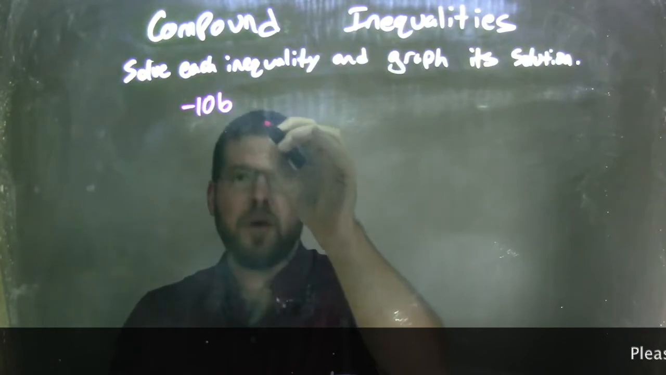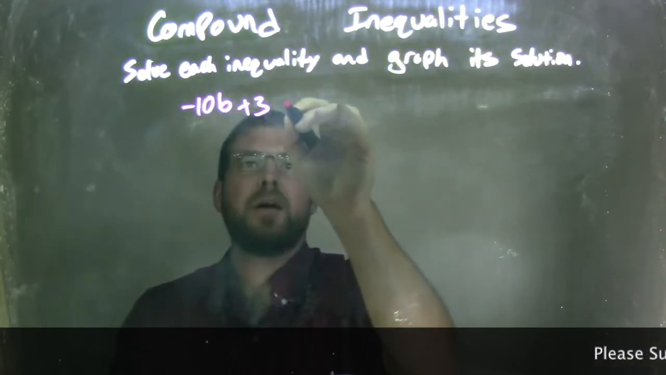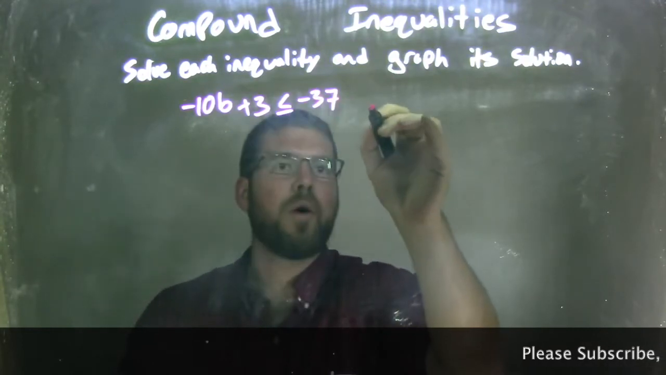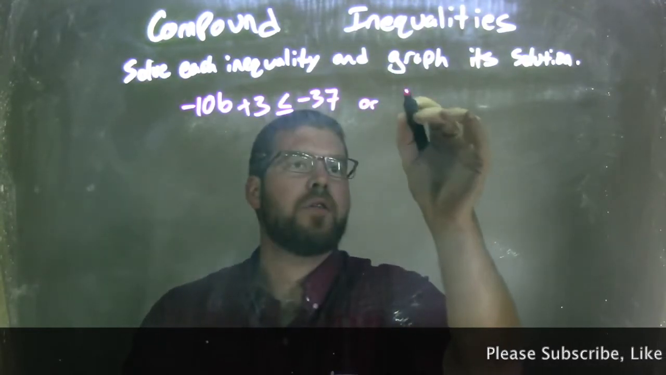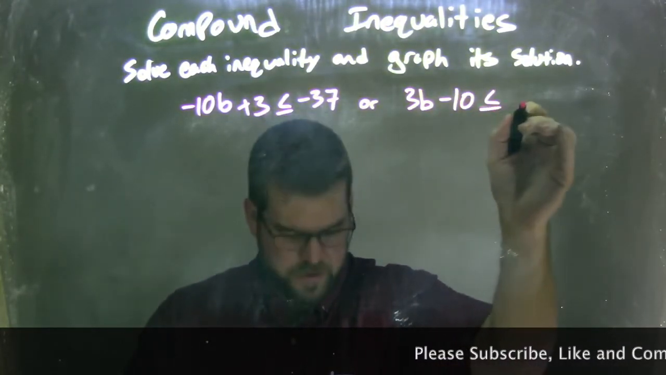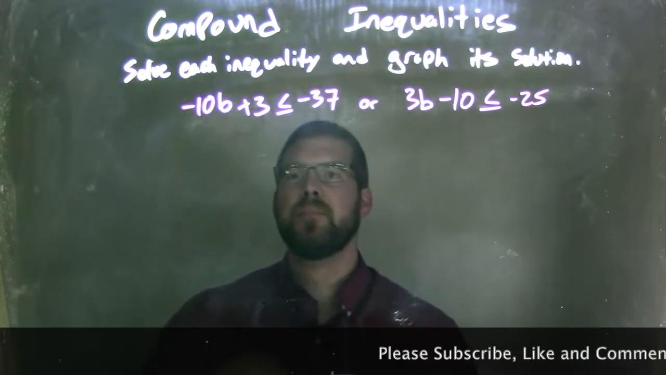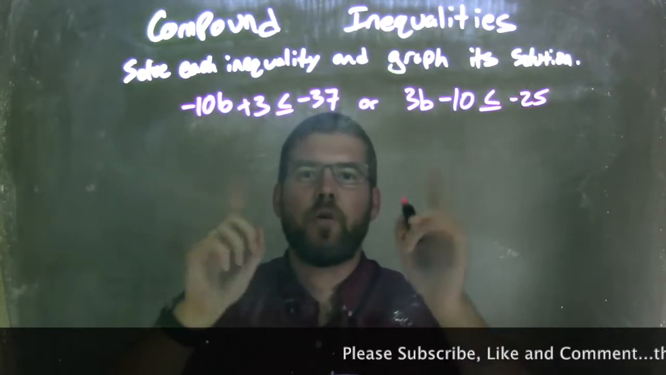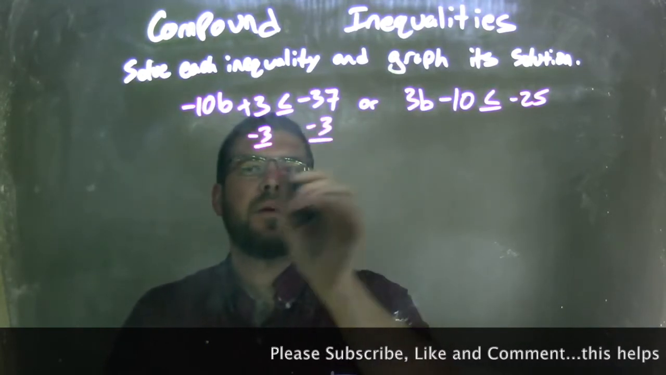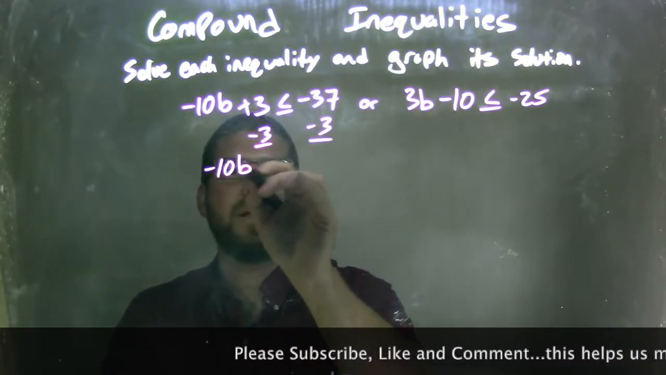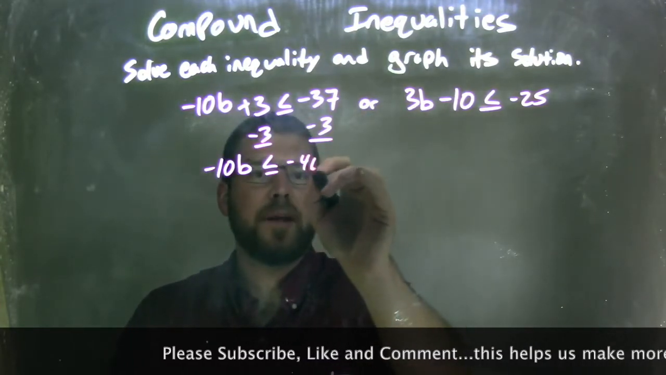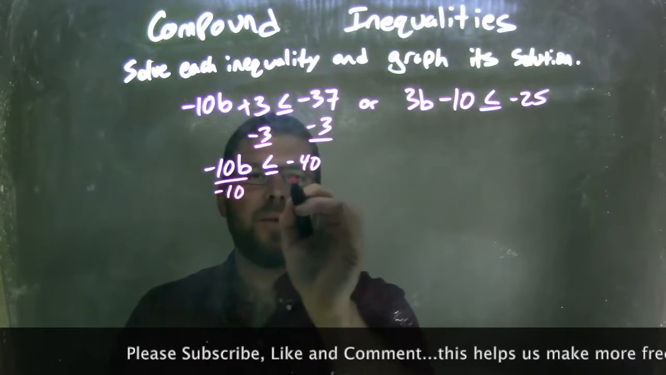-10b plus 3 is less than or equal to -37, or the inequality 3b minus 10 is less than or equal to -25. Okay? My first step is I need to solve both inequalities individually. So I'm going to subtract a 3 to both sides here. On the first one, that leaves me with -10b is less than or equal to -37 minus 3, which is -40. Now I need to divide by -10 to both sides.